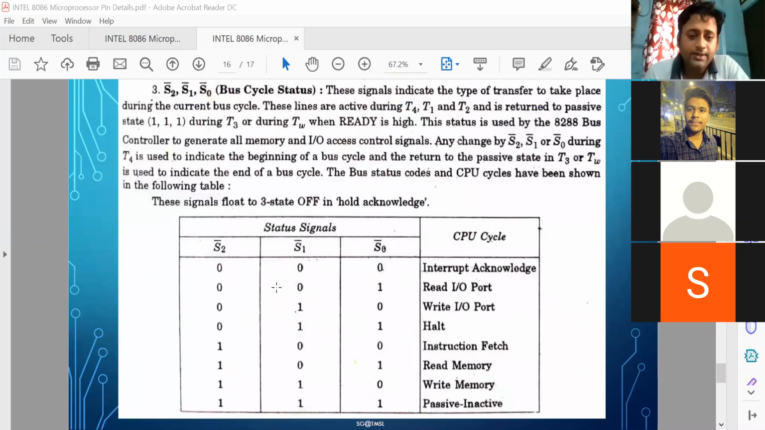These three signals can be represented in this way. If these three status signals are 0, 0, 0, then it is interrupt acknowledge. Then 0, 0, 1, it is IO read. Next is IO write, halt, instruction fetch. Then memory read, memory write, or inactive state, where no operation will be performed.